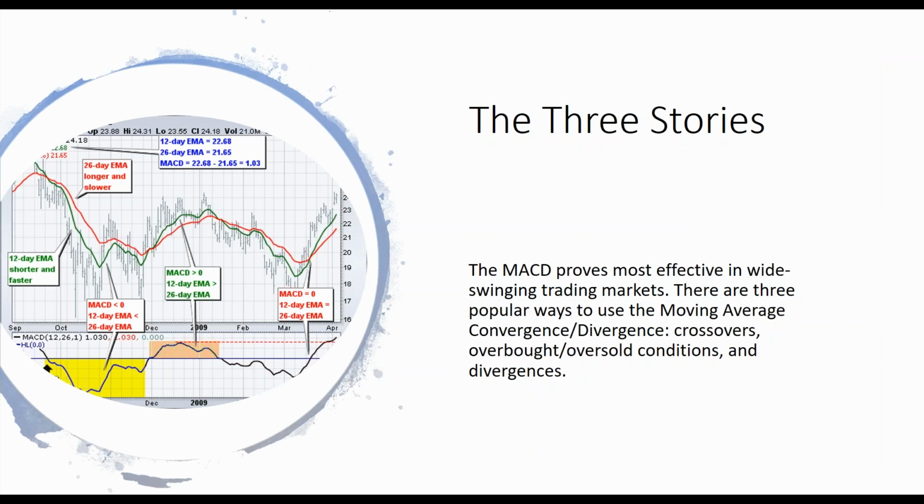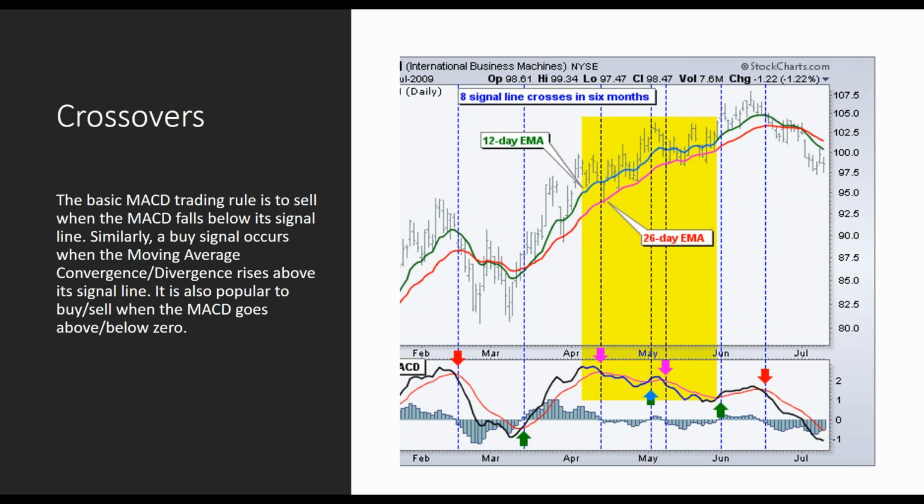Okay. So the MACD proves most effective in wide swinging trading markets. There are three popular ways to use the moving average convergence divergence, and that's using crossovers, overbought and oversold conditions, and the divergences. So the basic MACD trading rule is to sell when the MACD line falls below its signal line. So when the MACD dips below the signal line, it is a sell signal. Similarly, a buy signal occurs when the moving average convergence divergence rises above its signal line.